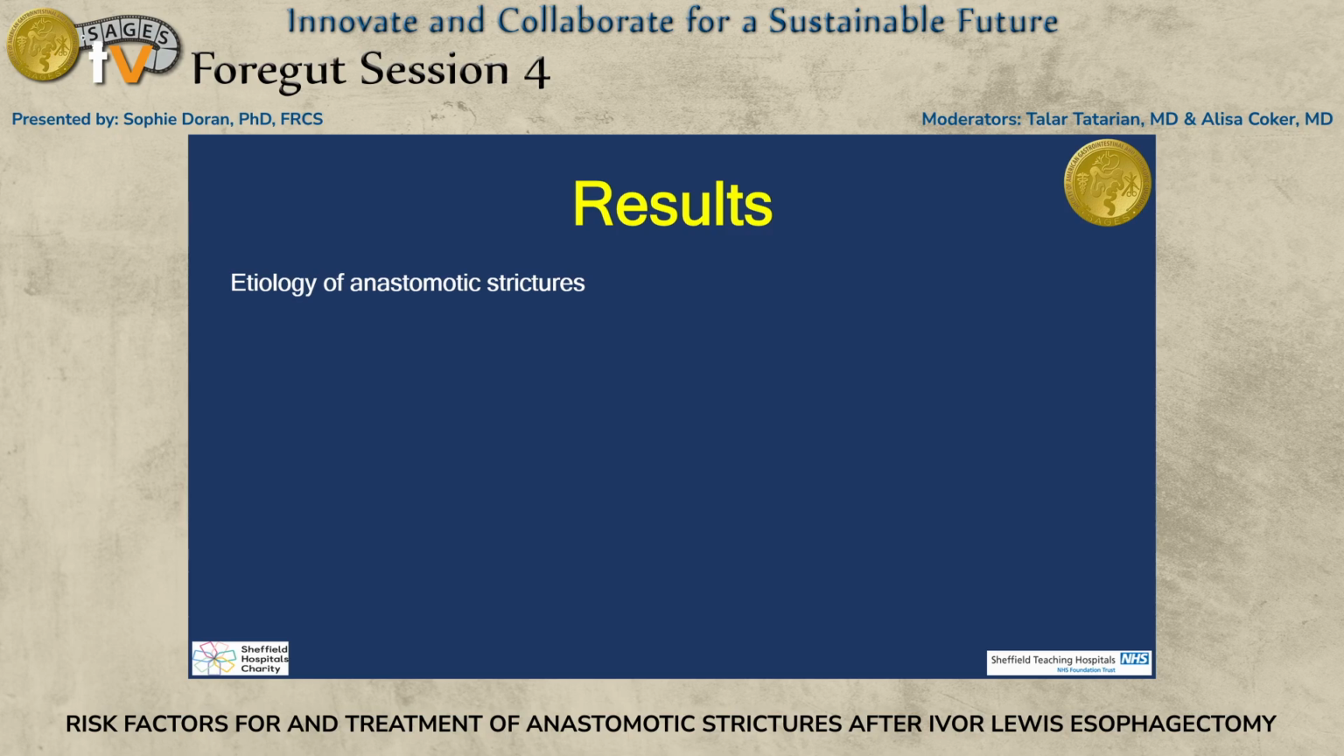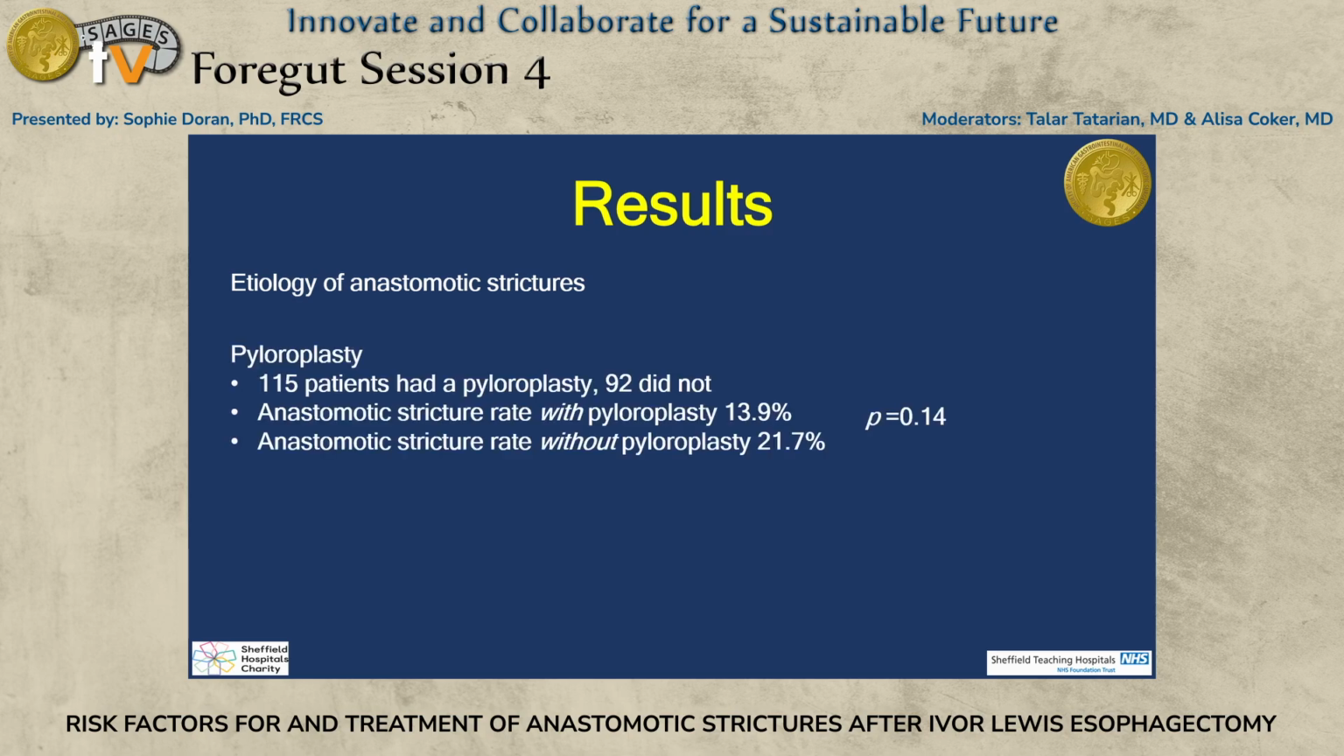Moving on to consider the etiology of the risk factors and our results. So we first considered pyloroplasty. In our cohort, 115 patients had a pyloroplasty, and 92 did not. The anastomotic stricture rate in those who had a pyloroplasty was 13.9%, and it was 21.7% in those who didn't have a pyloroplasty. This was not significantly different.